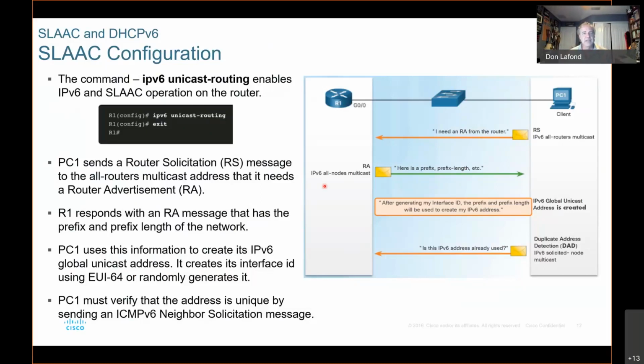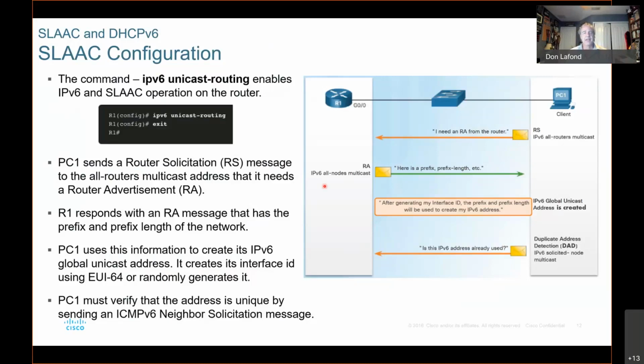It creates this interface ID using EUI-64 or randomly generates it. Now, I'll tell you the difference between EUI-64 and random in just a moment. In today's world, it's random. In the old days, at the beginning, it used EUI-64, but I'll show you why that's not a good idea in just a minute.